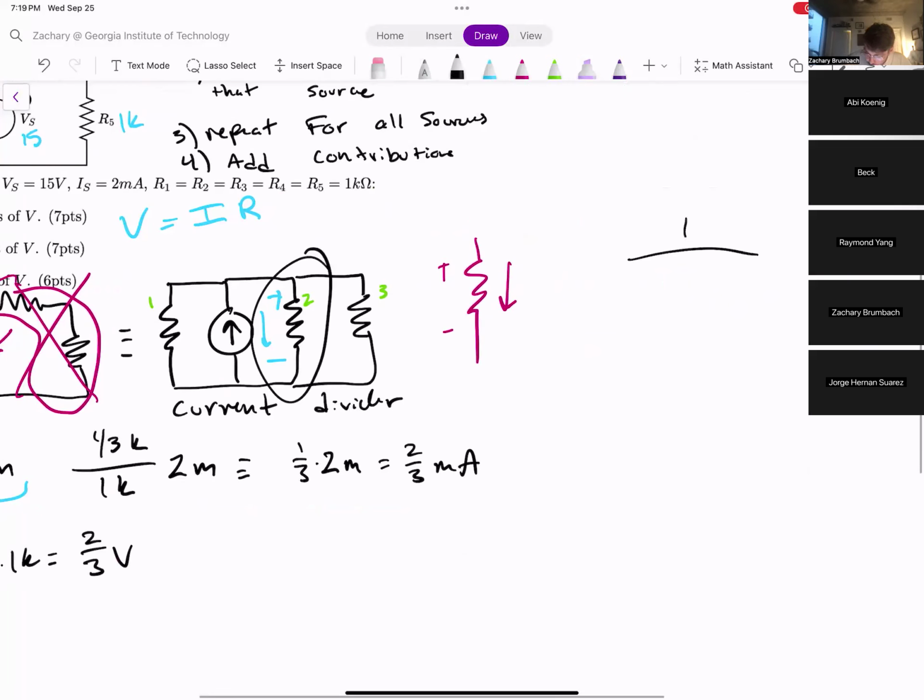So we have 1 over (1 over 1 kilo ohm plus 1 over 1 kilo ohm plus 1 over 1 kilo ohm), which is 1/3. Okay. So that's kilo ohms. Yeah, makes sense. Yeah, sorry about that.